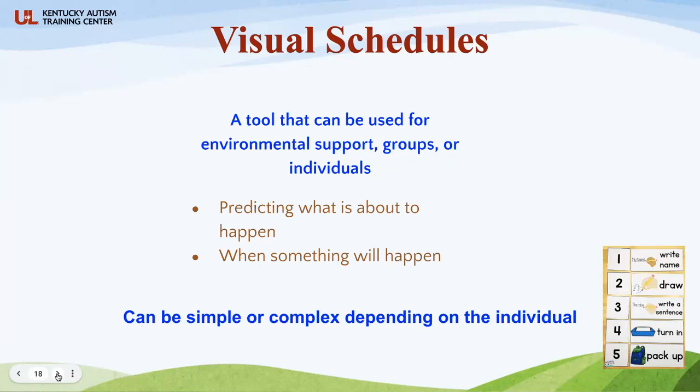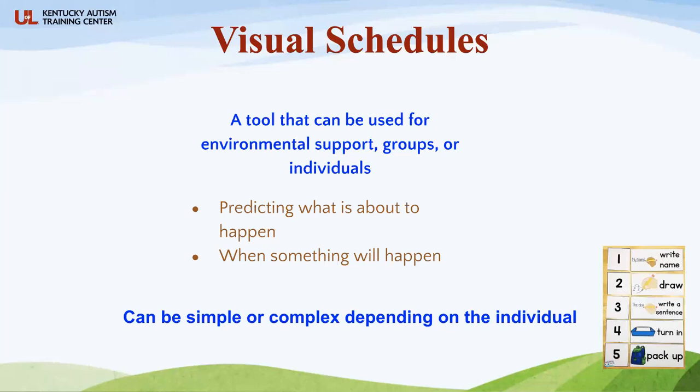Visual schedules can look like to-do lists. That can be just a sticky note that you put right next to them on the table, or on a clipboard or something like that, or hang it up, and just go over it with them to remind them what is expected, what's going to happen, and what's going to happen during the day.